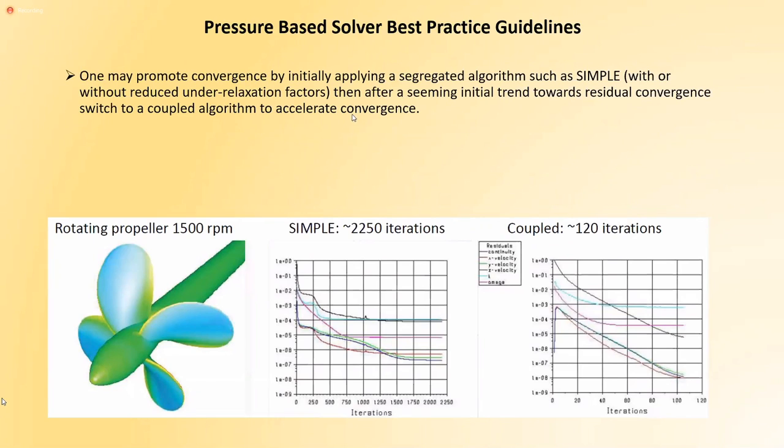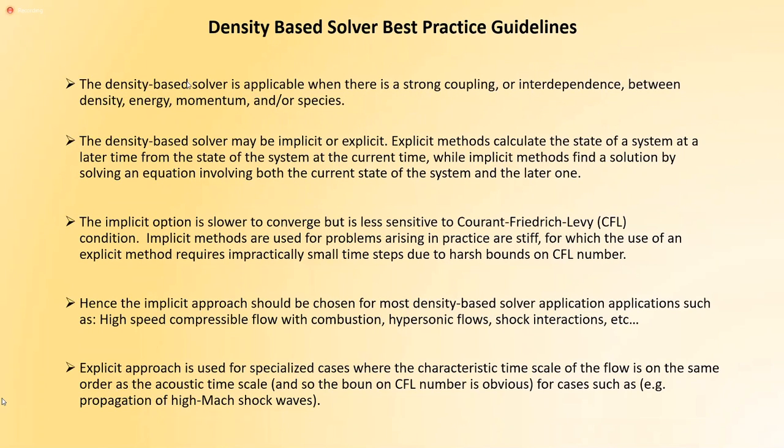Pressure-based solver. Okay, now it says here coupled takes 120 iterations and simple takes. Not really. I mean, sometimes it could be the other way around. Sometimes one cannot converge and the other can. And there is no really saying that simple is slower than coupled. But sure.